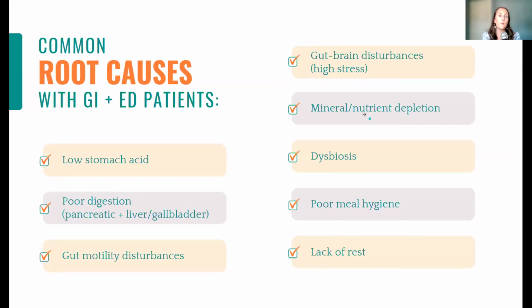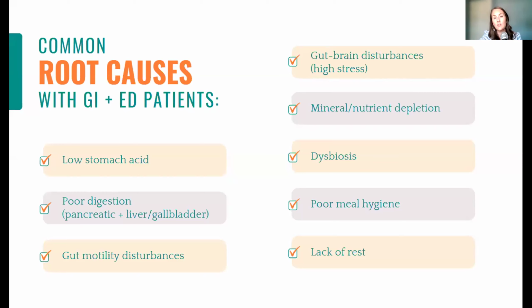We also will see gut brain disturbances. So when somebody is in a fight or flight state, the body does not know the difference between being chased by a tiger and sitting down to eat a meal. And although you've probably heard that analogy before, it's very true. And I'll show you a picture later that I think is pretty powerful.